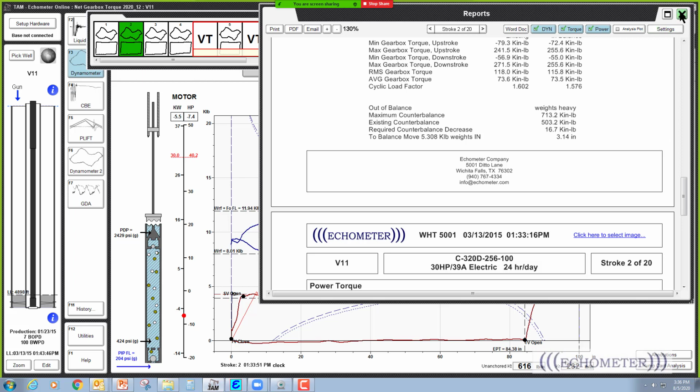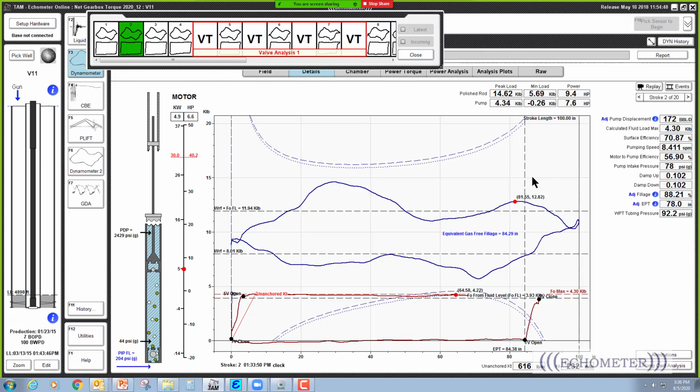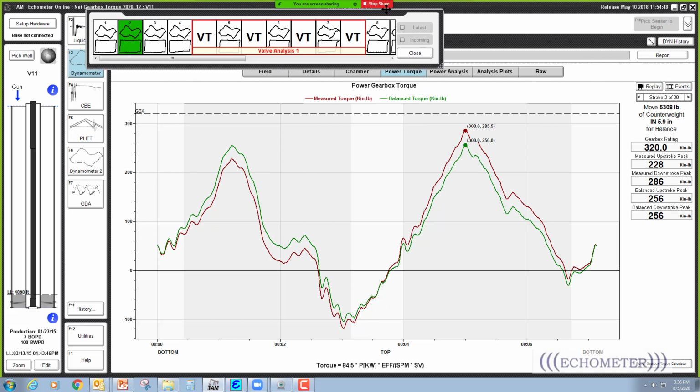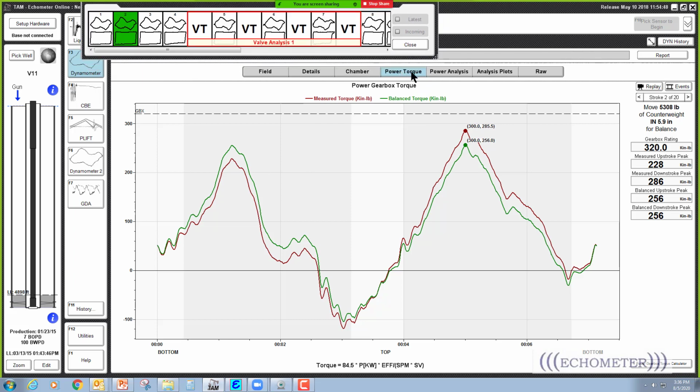So I wanted to show that. If I go to the power analysis, the power torque analysis curve plot, this is a conventional pumping unit, and this is the power torque calculations for a conventional pumping unit.